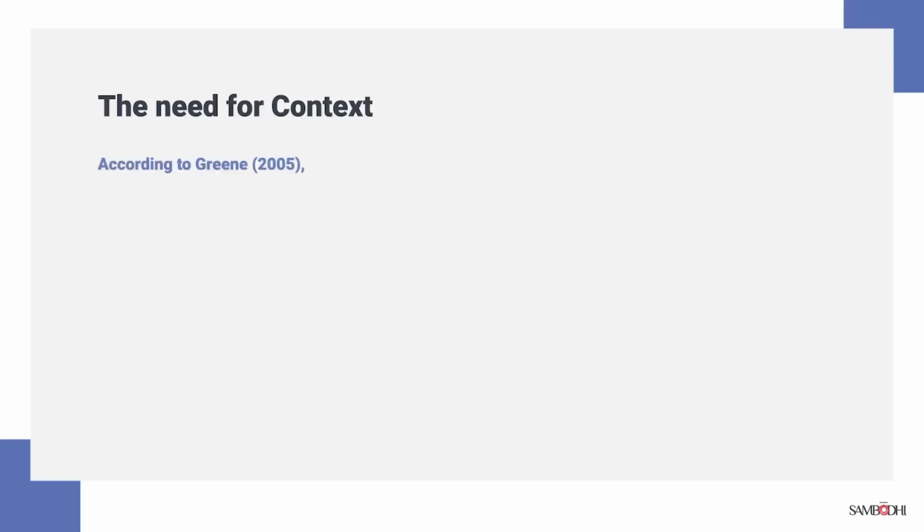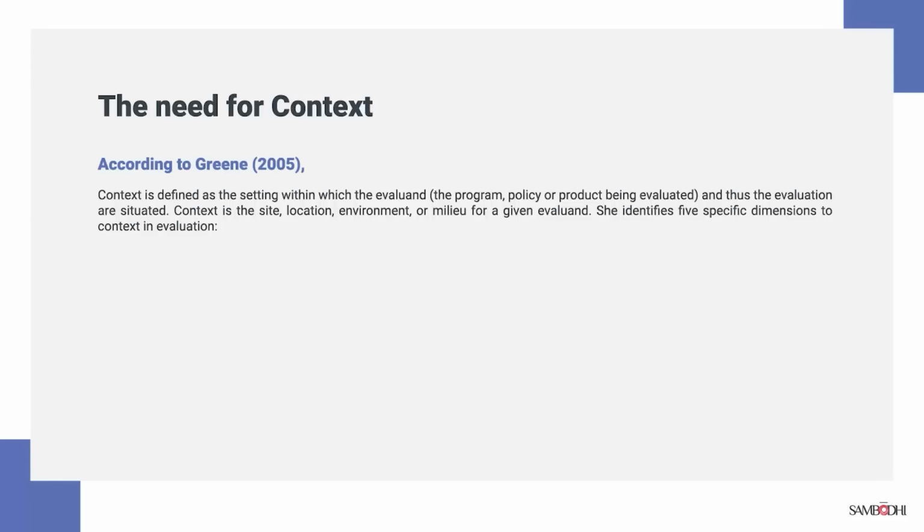To do an evaluation, we need to understand the context of the evaluation in the first place. But what is the need for context in evaluation? Before we do that, we shall define what context even means in the first place. It is defined as the setting within which the evaluant and thus the evaluation are situated. Context is the site, location, environment, or milieu for a given evaluant.